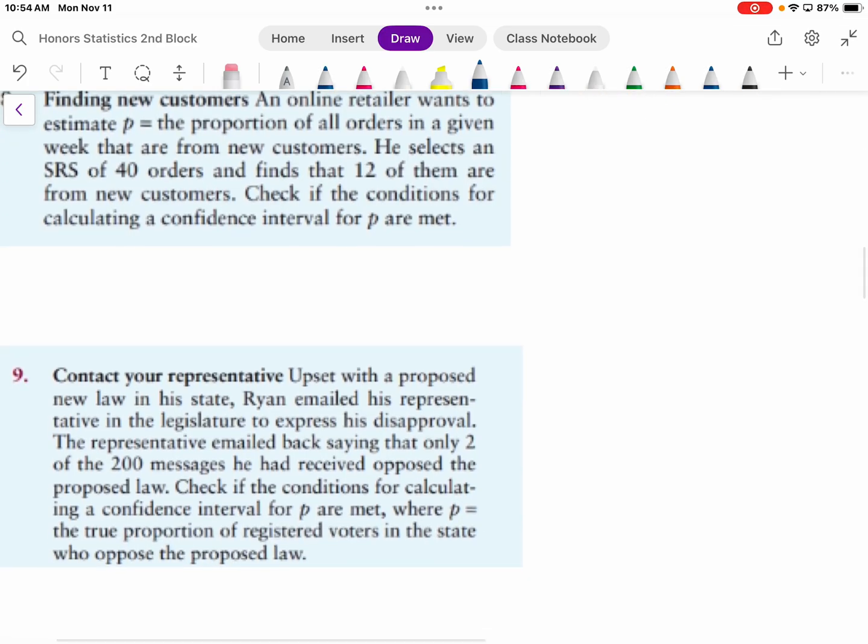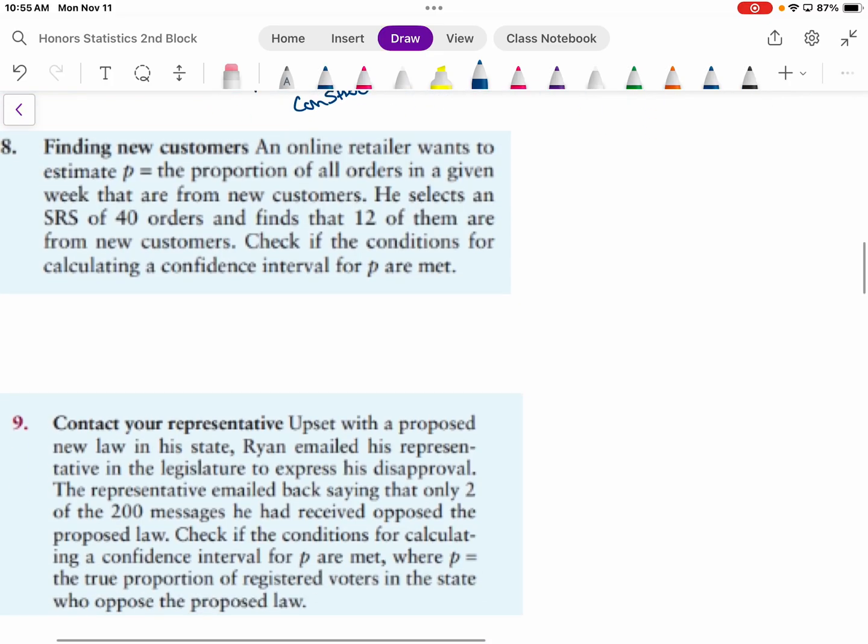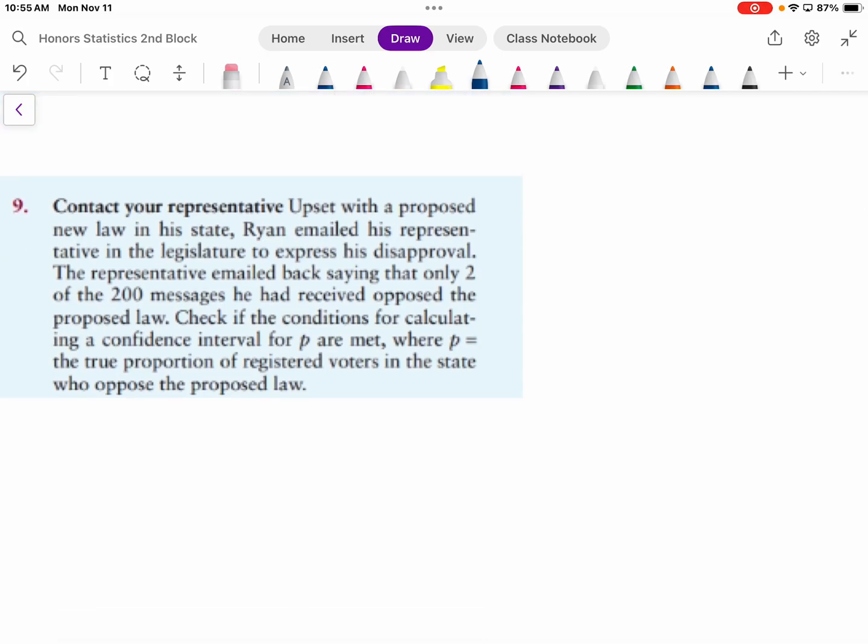Take a peek at number 9. I know I skipped over 8, but take a peek at number 9. Number 9 says, contact your representative upset with the proposed new law. Ryan emailed his representative in the legislature to express his disapproval. The representative emailed back saying that only 2 of the 200 messages received opposed the proposed law. Check if the conditions for calculating a confidence interval are met. First off, do we see anything about a simple random sample of 200 messages? No. So we failed there.